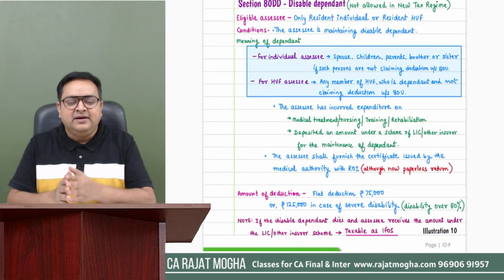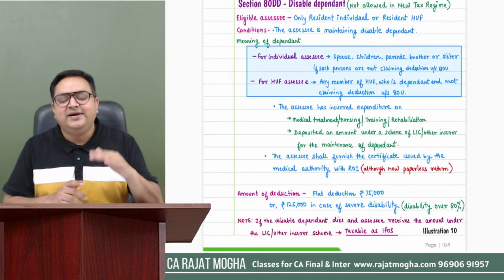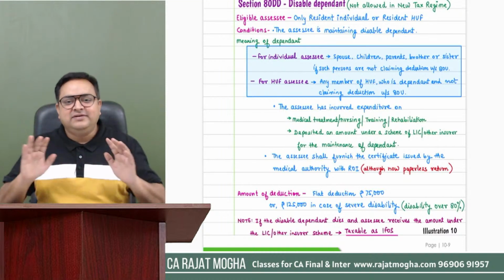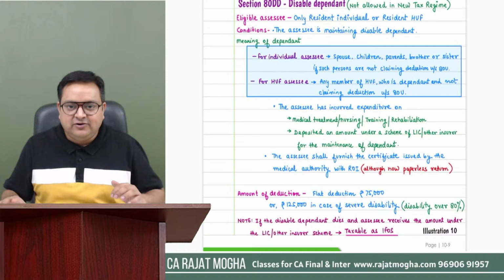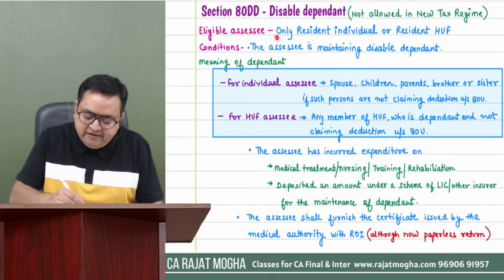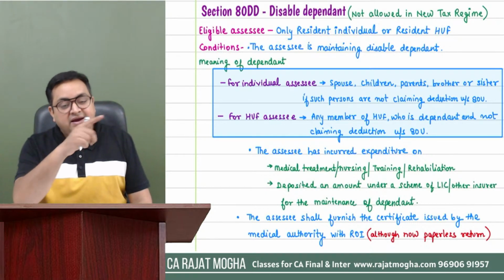This 80DD, DD, disabled dependent, you can learn in this way, DD or disabled dependent. So in that case, assessee can claim a flat deduction of 75,000. In case of severe disability, 1,25,000 is a flat deduction, right? And this deduction is only available to resident individual or resident HUF. It is not for non-resident.